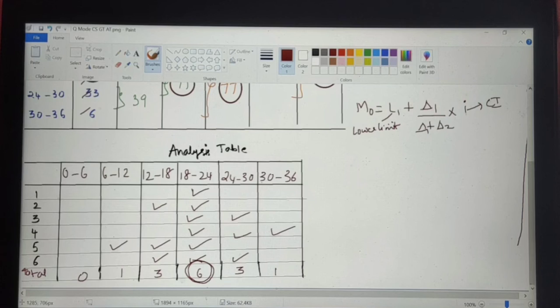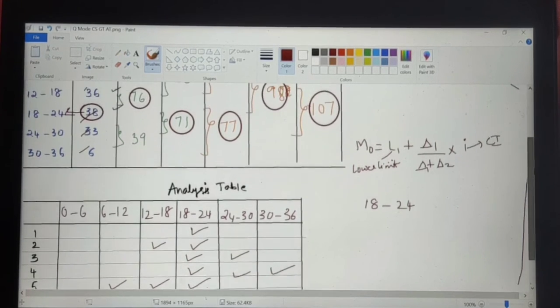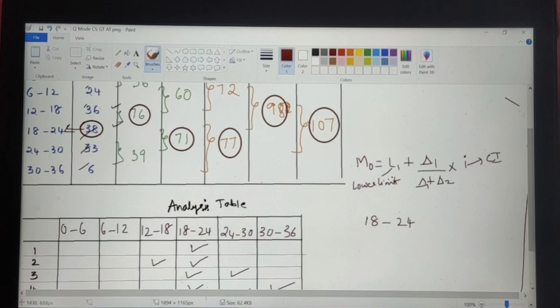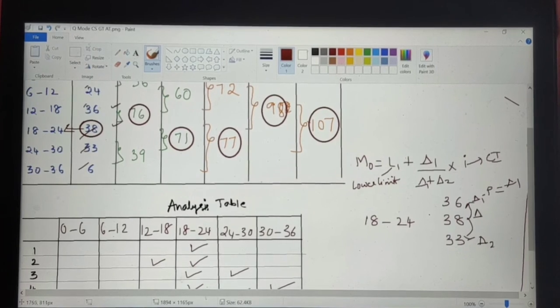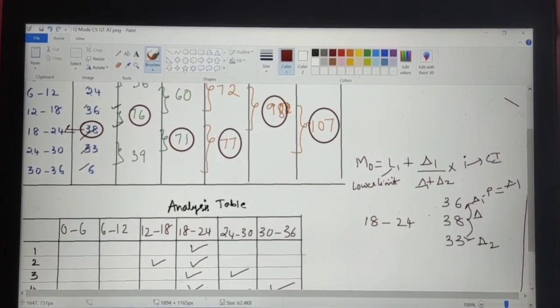First thing, we located our mode at 18 to 24. What is the corresponding frequency? For 18 to 24 we have 38, so 38 is the frequency. What is the value above 38 in the frequency column? It is 36. The value below 38 is 33. When you subtract the preceding value from 38, you get delta 1. When you subtract the following value, you get your delta 2. So this is how our calculation happens.